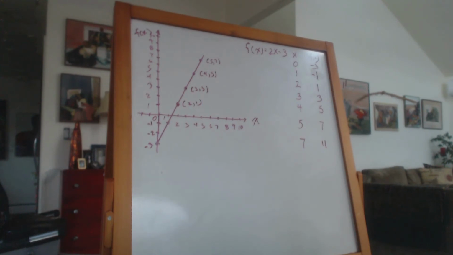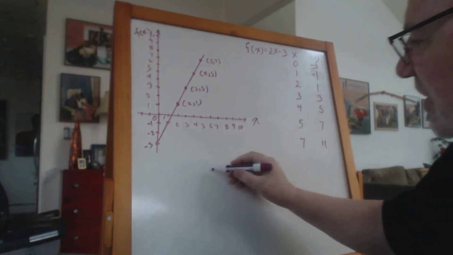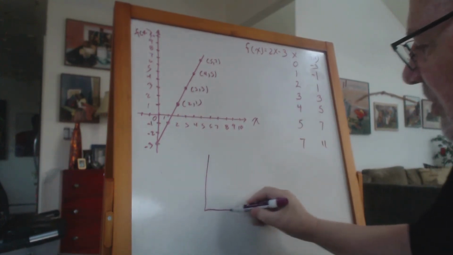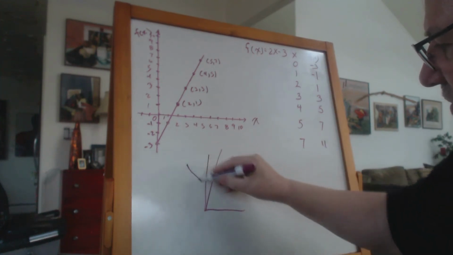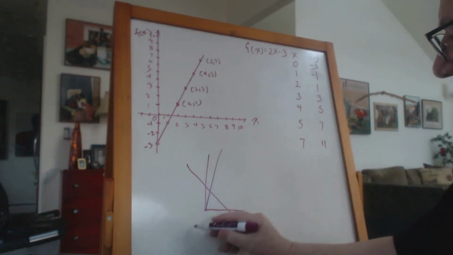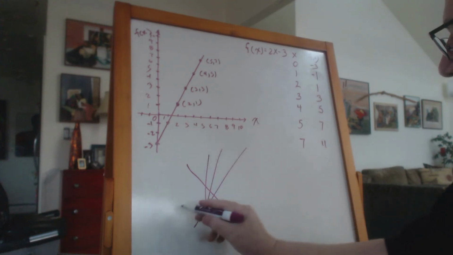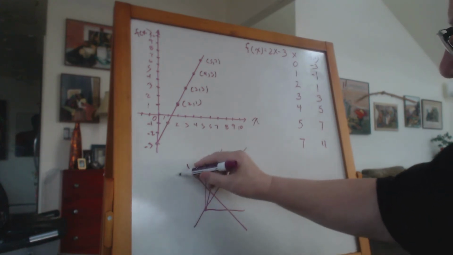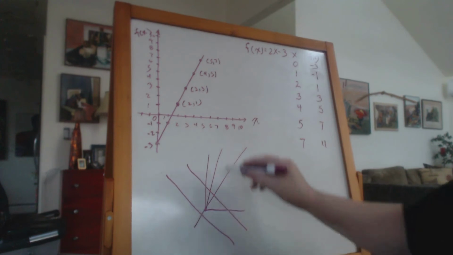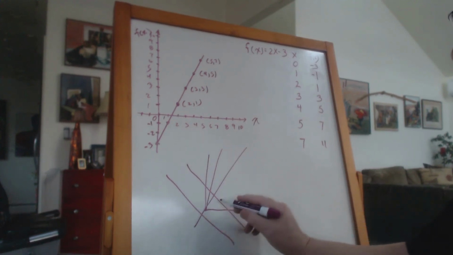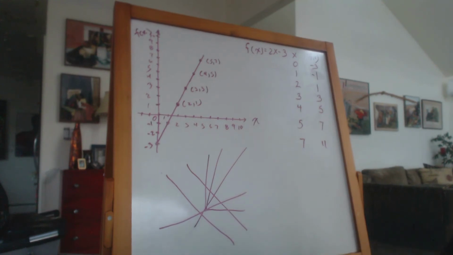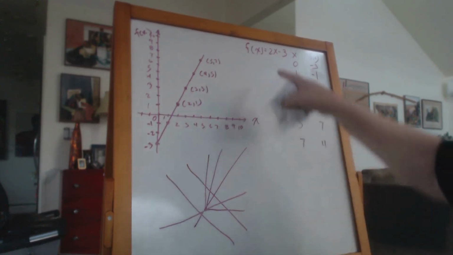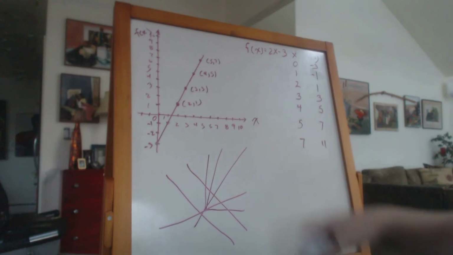And this is typical of a linear equation. Now you can have lines that go like this, or like this, or like this, or like this. You can have all different types of lines. You can have one that barely... It all depends on the equation.